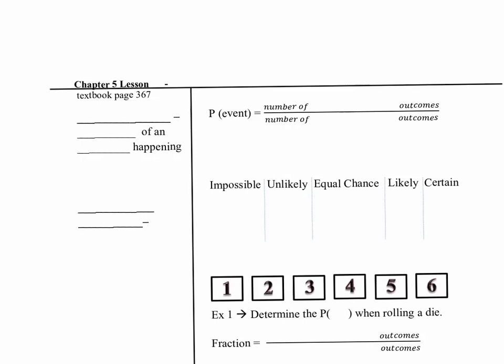Chapter 5, Lesson 1. Probability of simple events.